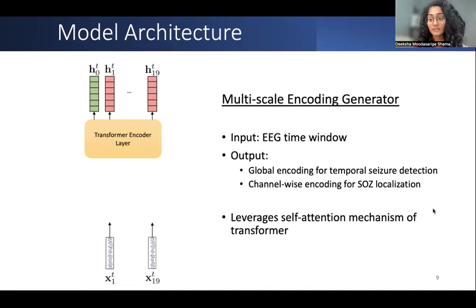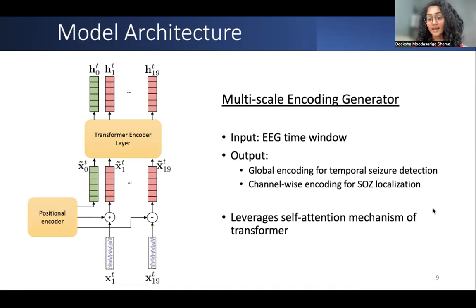The encoder itself comprises of a transformer that leverages self-attention mechanism to fuse cross-channel information. This attention allows the model to focus more on seizure-relevant channels to extract meaningful encodings. Additionally, positional encodings are added to the input signal to distinguish channels. This step informs the model to learn similar encodings for neighboring channels in the brain.